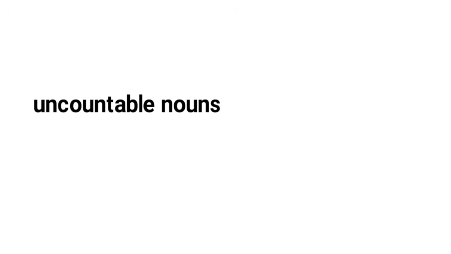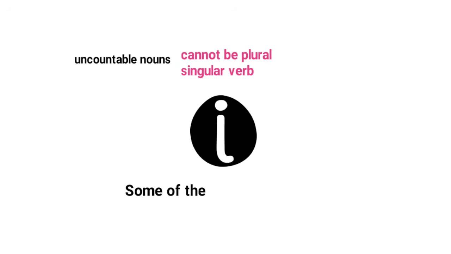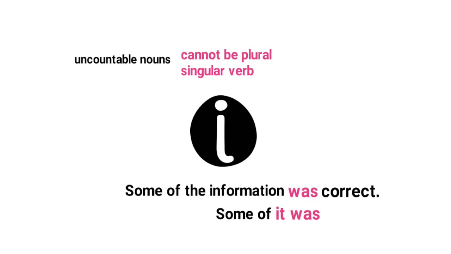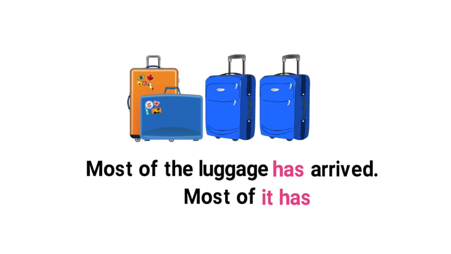Remember, uncountable nouns cannot be plural and take a singular verb. So we say some of the information was correct. Note no S on information and a singular verb, was. Or some of it was correct. Most of the luggage has arrived. Note no S on luggage and a third person singular, present perfect, has arrived. Or most of it has arrived.